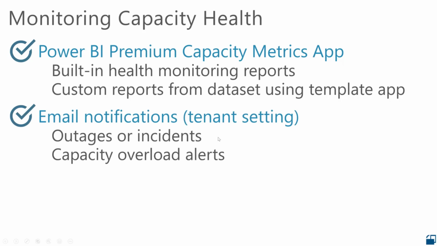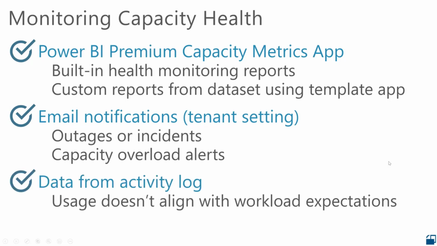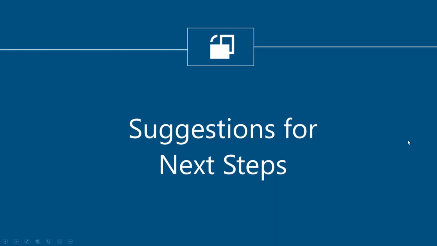There's also, in the tenant settings, you can get notifications if there's any sort of incident happening, or if your capacity is overloaded. That just came out sometime in the last several weeks. And finally, data from the activity log can be helpful. So maybe you set up the capacity to expect certain things from the workspaces that are assigned to it, but you're seeing different things happen. And that can help you understand what is really happening.